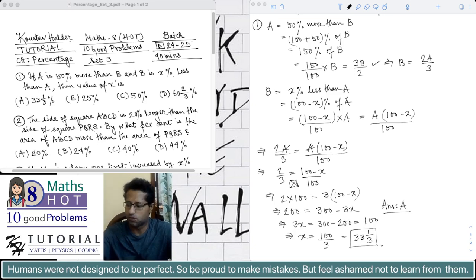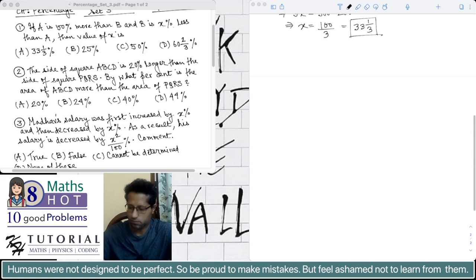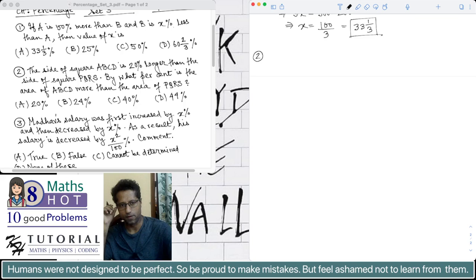Okay, let's do problem number 2. It is given that the side of square ABCD is 20% longer than the side of square PQRS. By what percent is the area of ABCD more than the area of PQRS? Okay, the area of a square is side square. The side of square ABCD is 20% longer than, that is more than the side of square PQRS.